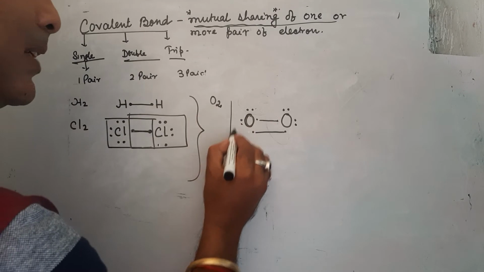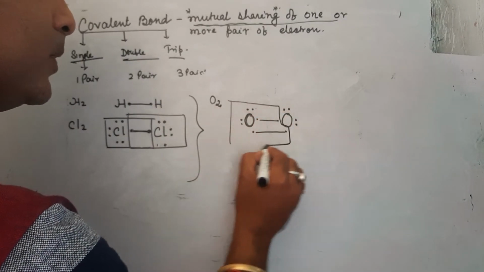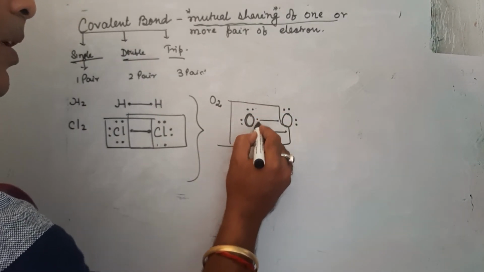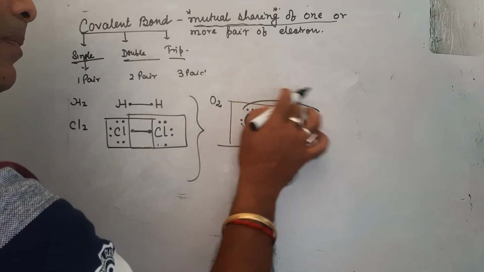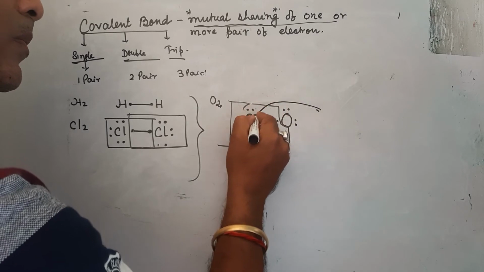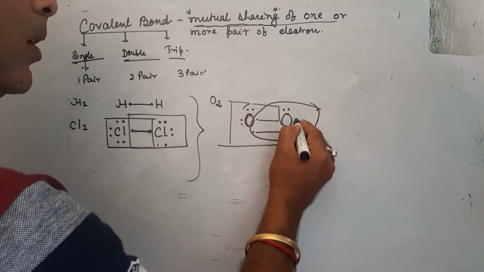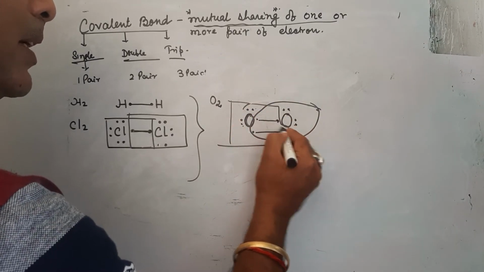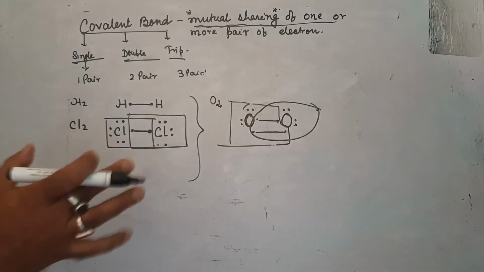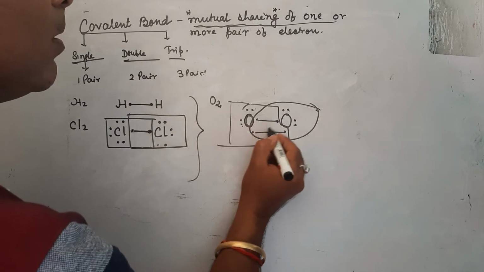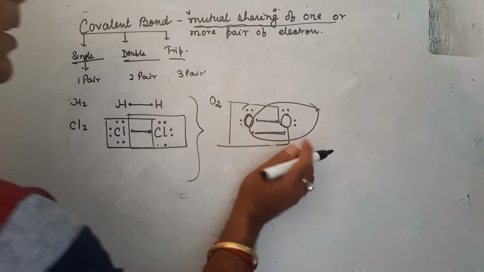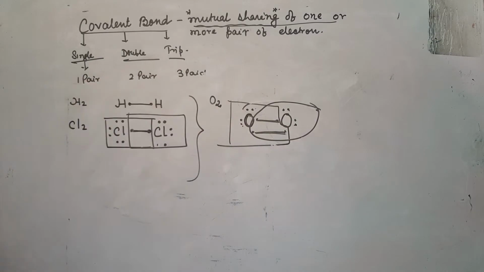When you consider this oxygen, it has 8: 1, 2, 3, 4, 5, 6, 7, 8. And this oxygen also has 8. So they also complete their octet, but they share two pairs of electrons, one pair, two pair. So this is a double covalent bond. Clear? What about a triple covalent bond?